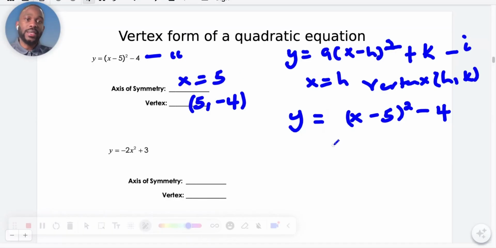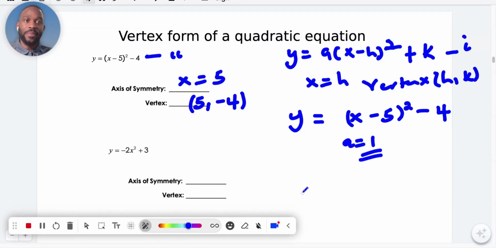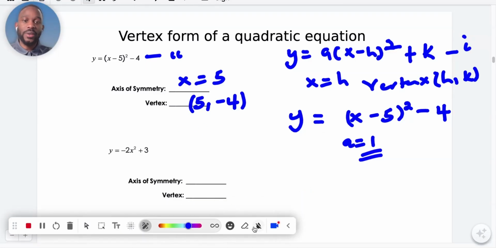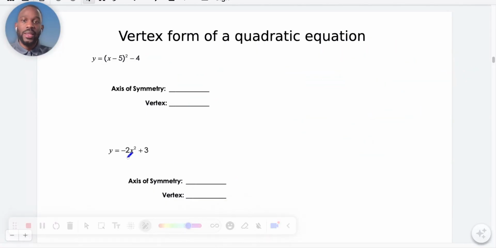And then if you look at this equation, there is a 1 here. So our a is 1. But we don't need the a for anything for now, but that's for your information. Our a is 1. And then finally, they're giving me another equation here. So this is the vertex, this is the line of symmetry. Let's look at the last example where they're giving me this.